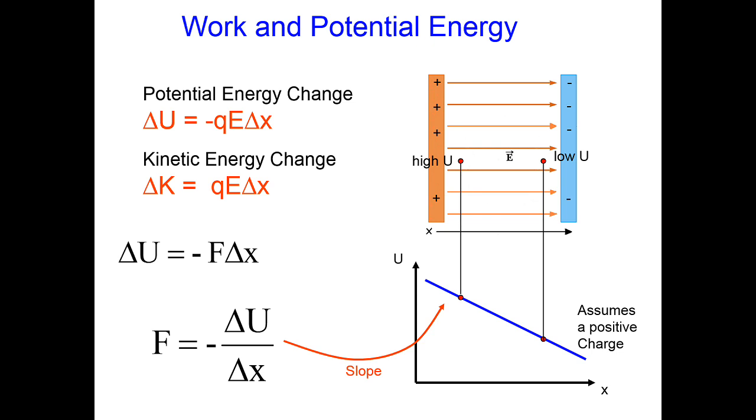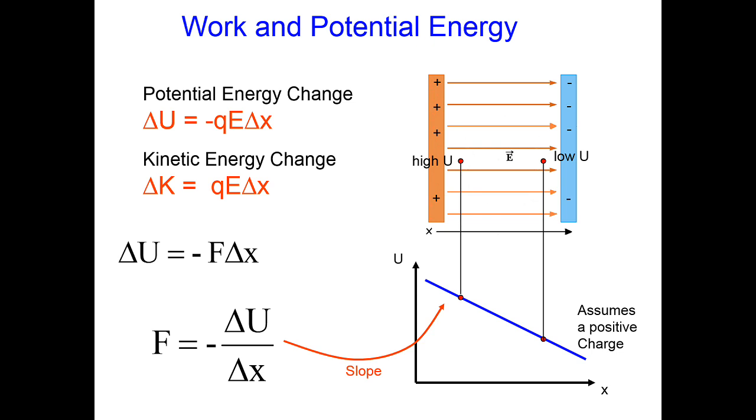And so if we graph the potential energy as a function of displacement, the negative of the slope of the line is the force. This should make sense because if we push against the force, the potential energy increases, and if we let the object move in the direction of the electrostatic force, the potential energy will decrease. Our particle will sort of roll down the potential energy curve.